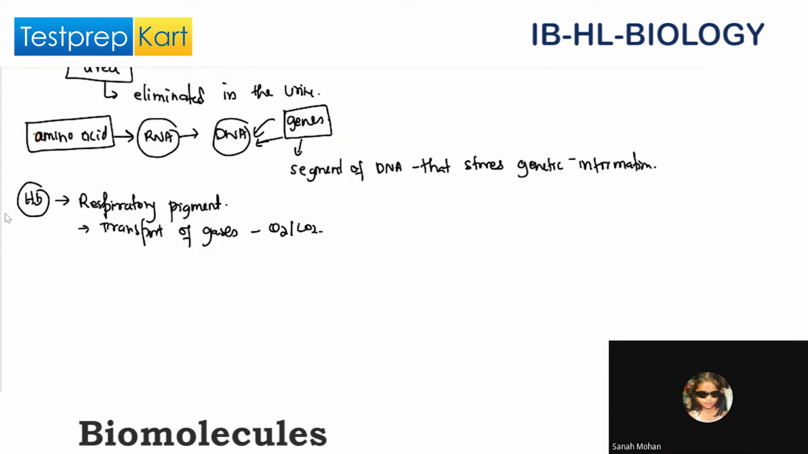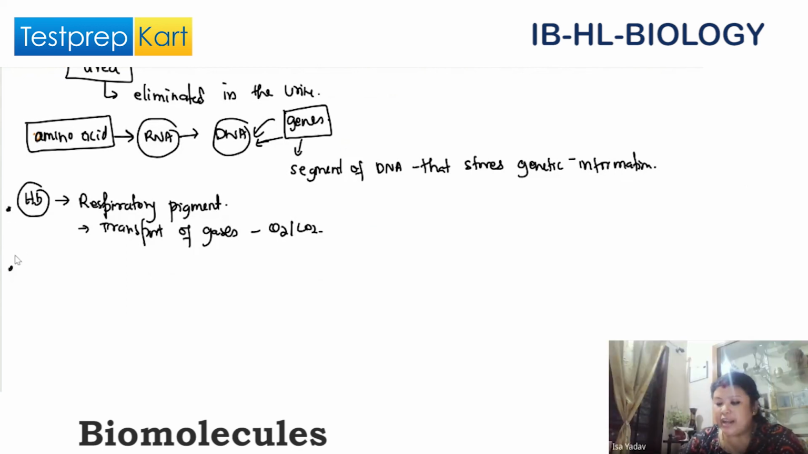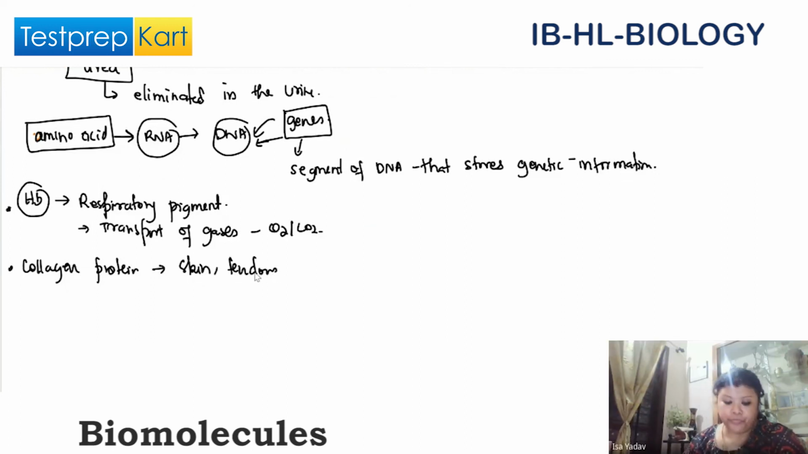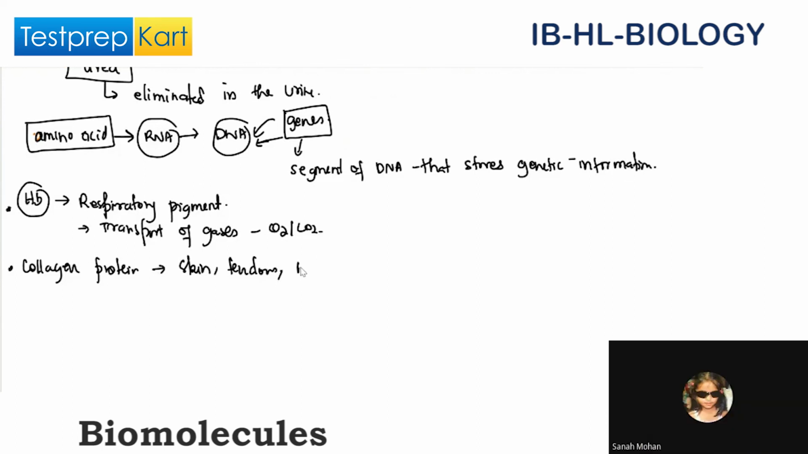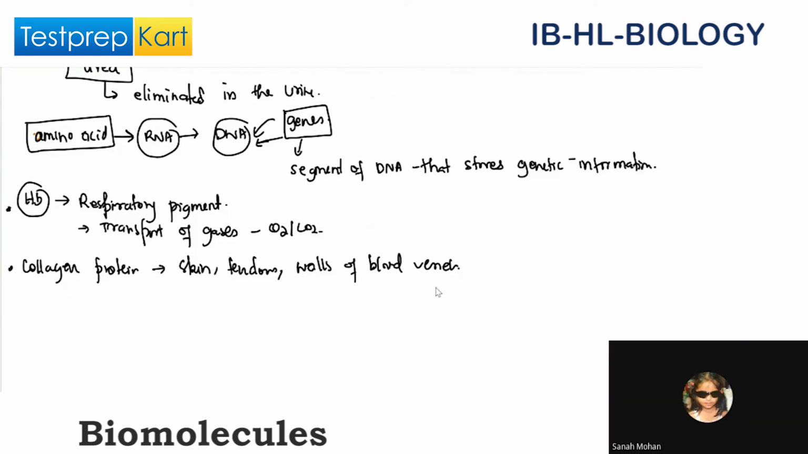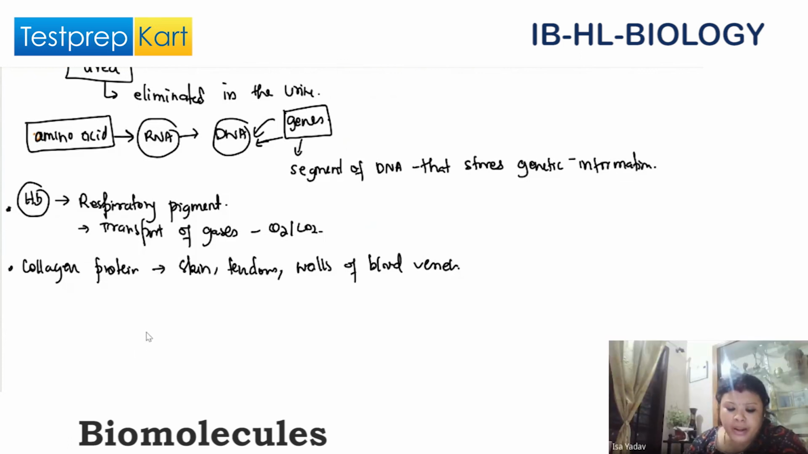Clear? Next protein that we have is called collagen protein. These are found in the skin. It is found in the tendons. Collagen is found in the walls of blood vessels.